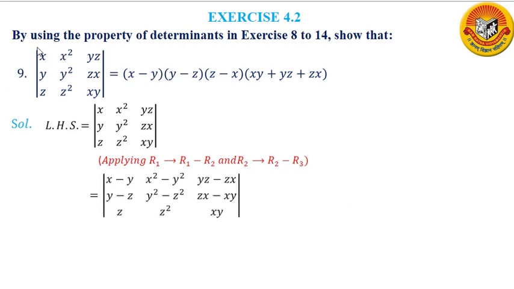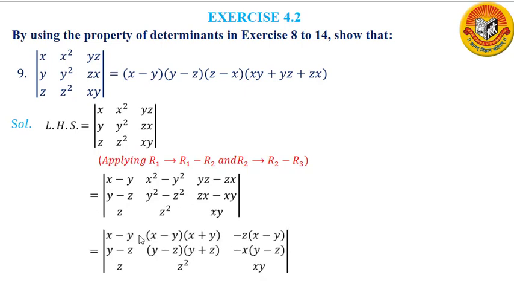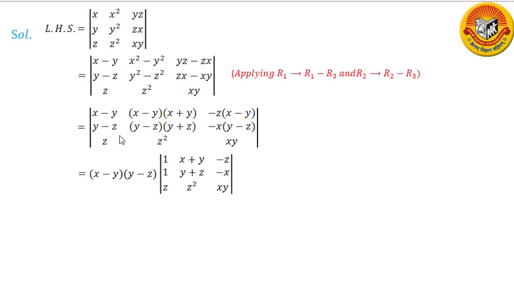So when we apply, in the first row we will get x minus y, x square minus y square, and yz minus zx. In the second row we will get y minus z, y square minus z square, zx minus xy, and the third row will remain as it is. Now I will take x minus y common from the first row and y minus z common from the second row. So when I take x minus y common from the first row and y minus z from the second row, in the first row what is remaining? Here I have 1, here I have x plus y, and here I have minus z, right?